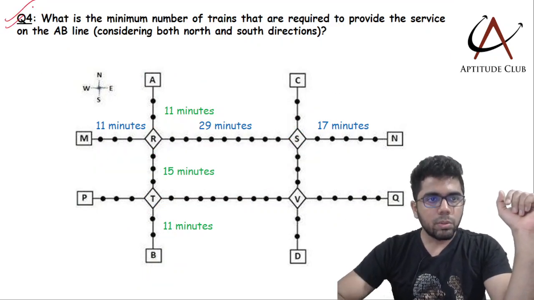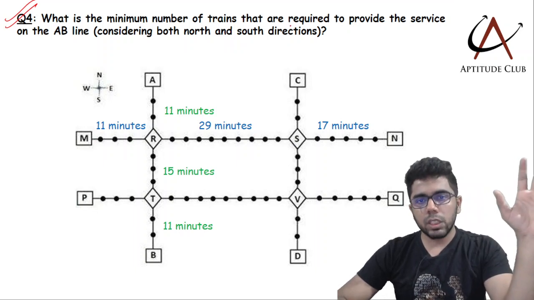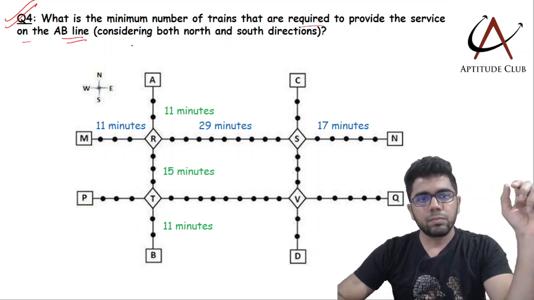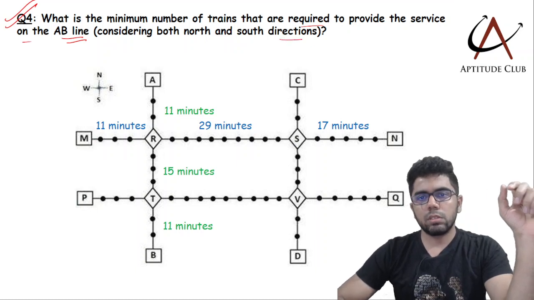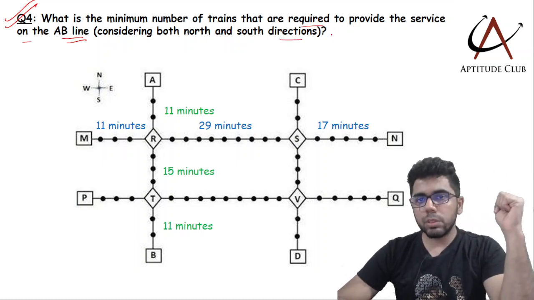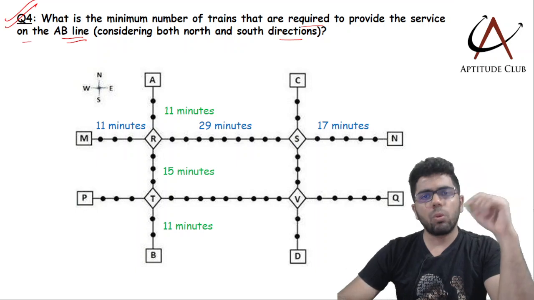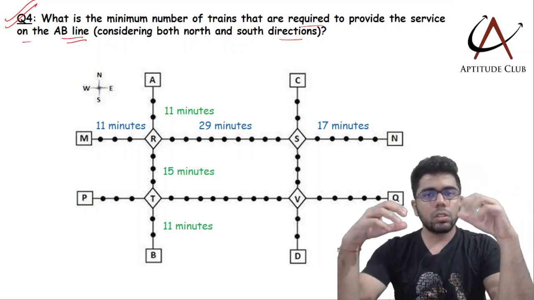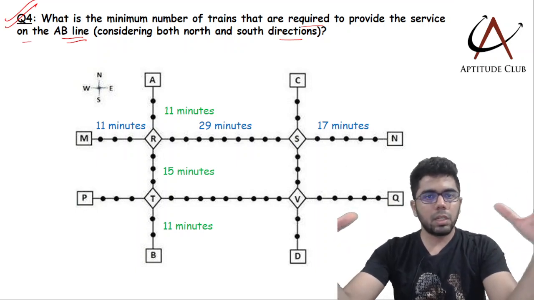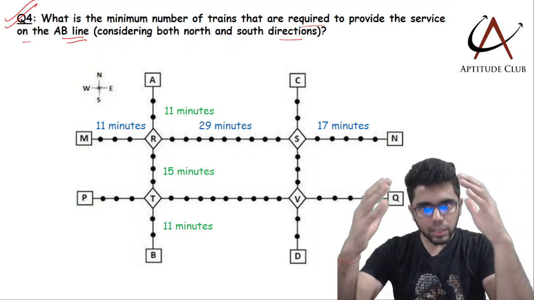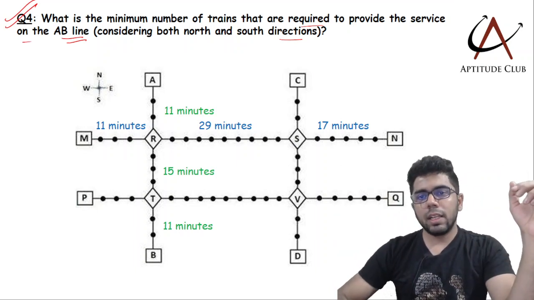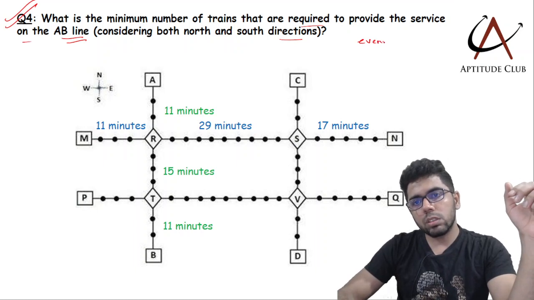Let's look at this one, question number 4. What is the minimum number of trains that are required to provide the service on the line AB considering both north south direction? थोड़ा ओपन एंडेड लगेगा ये क्वेश्चन इनिशियली, but let's try and break down. What do we mean by service? Now what the metro department here, as per the question, they have said that in the north south direction there is a train every 15 minutes, so we'll have to stick to this.